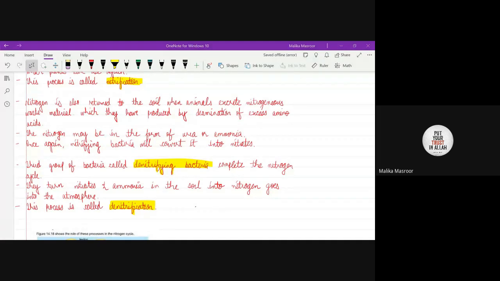Yes, so is this clear? Does this make sense? Basically, there are three groups of bacteria, and they're converting the things. They're all interconvertible. Is this clear? Yes or no?